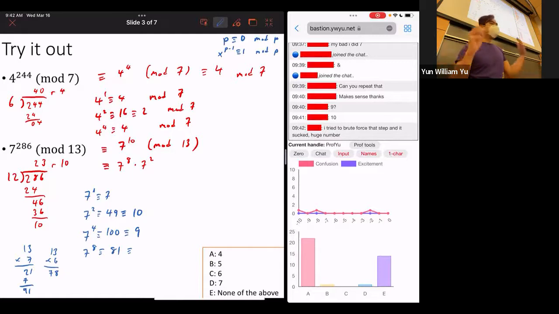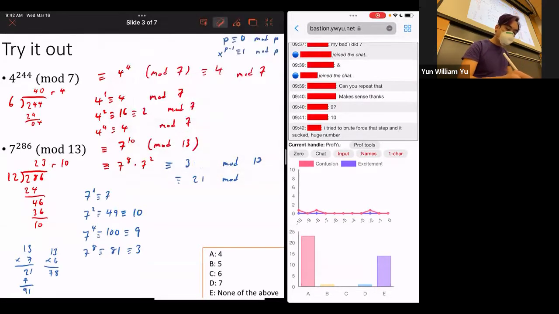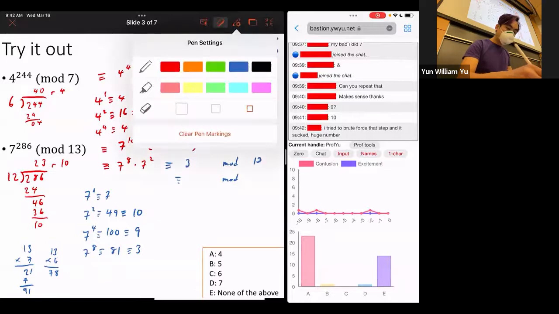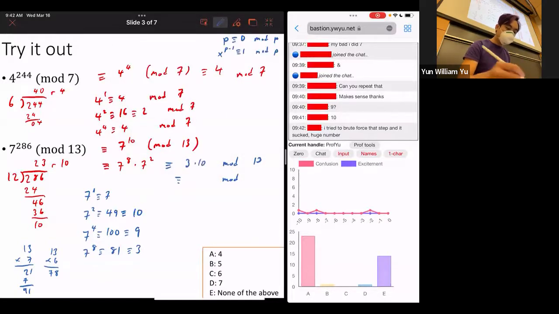Oh, yeah, so you may be able to brute force some of these numbers with a good enough calculator, but you may not, and so sometimes it'll work and sometimes it won't. So that's a 3, and so this entire thing is congruent to 3 times 7, no, not 3 times 7, 7 squared. So that's congruent to 3 times 10 mod 13, which is congruent to 30 mod 13, which is congruent to 4 mod 13.